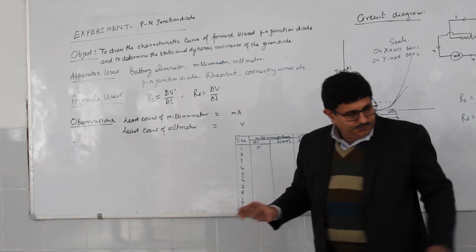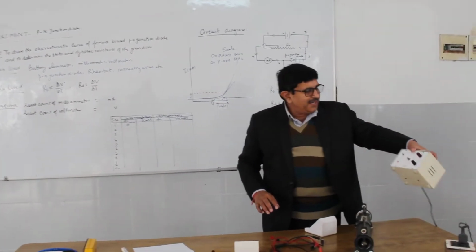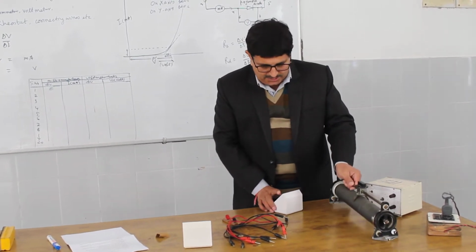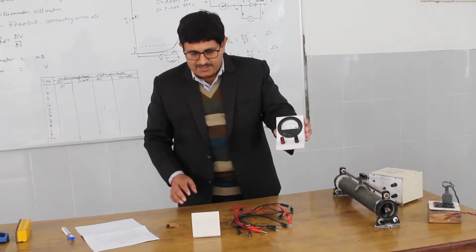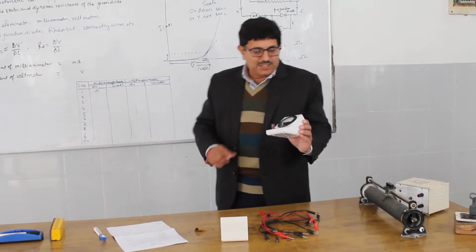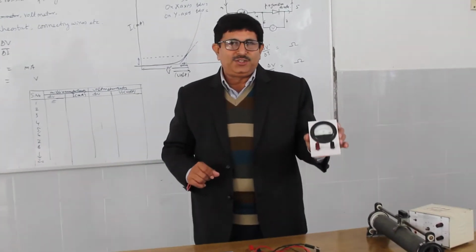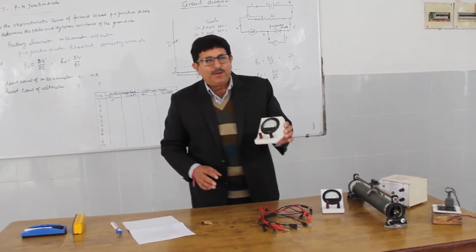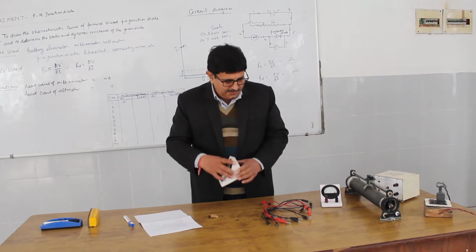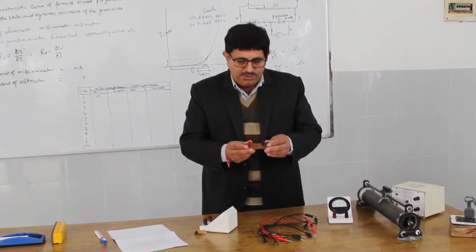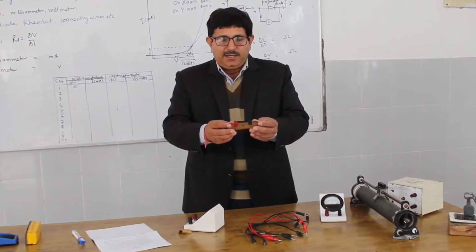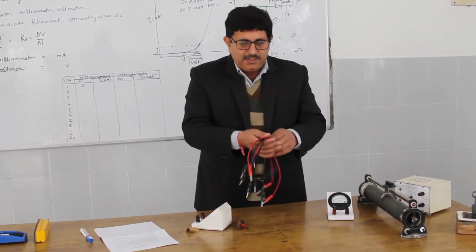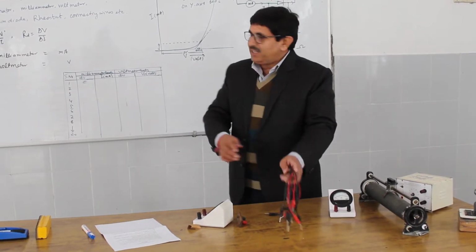We have to take basic components: a battery eliminator of short range, again a rheostat, which you know from earlier, and a milliammeter. The range of the milliammeter is very small, 10 milliampere. The voltmeter is of 1.5 volt range. A PN junction diode is installed on this wooden block. These are the connecting wires. Again we have 7 wires.